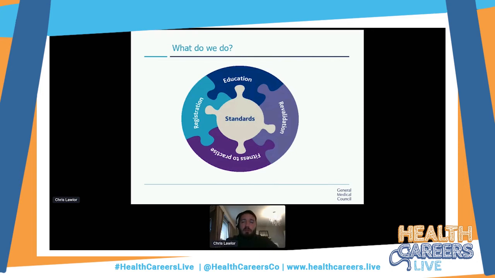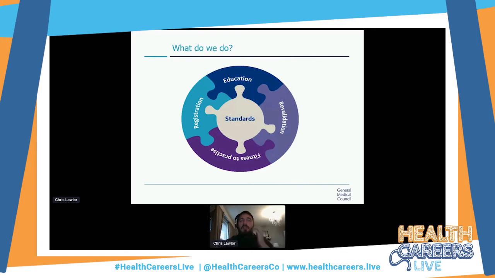We also hold the register of all doctors who want to work in the UK. Revalidation is something that all doctors have to do every 5 years, and we're not going to talk about that in any detail now. Fitness to practice is probably the most high profile area of the GMC's work, and the area that doctors usually want to talk to us about the most. We're not going to focus on that during this session, but if you do have any questions about that, feel free to drop them in the chat box and we will talk about them in a bit more detail.